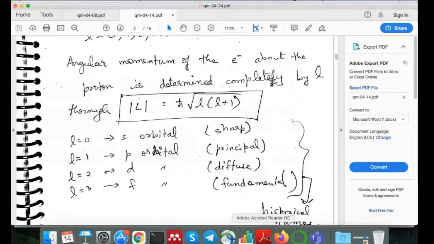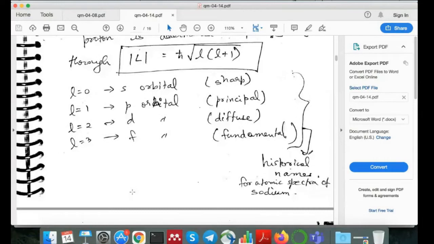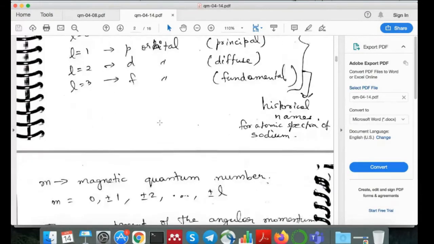All right. So these were historical names, and that's why we ended up calling L equal to 0 the S orbital, L equal to 1 the P orbital, L equal to 2 the D orbital, and L equal to 3 the F orbital. Okay, I think we have already seen this.